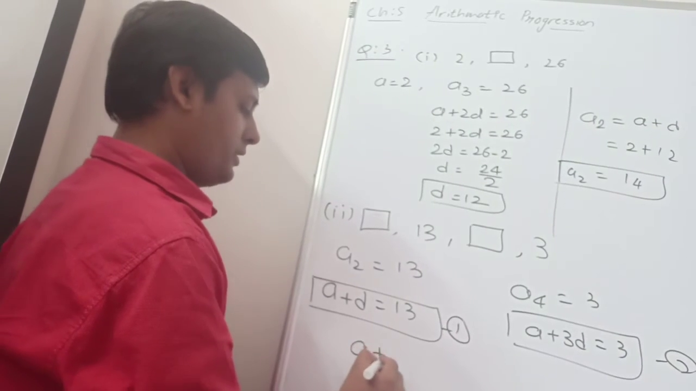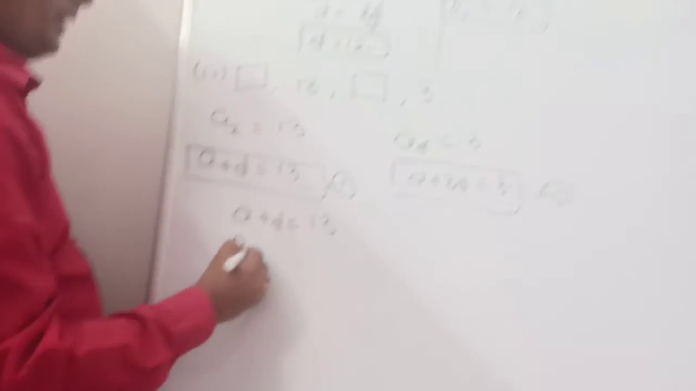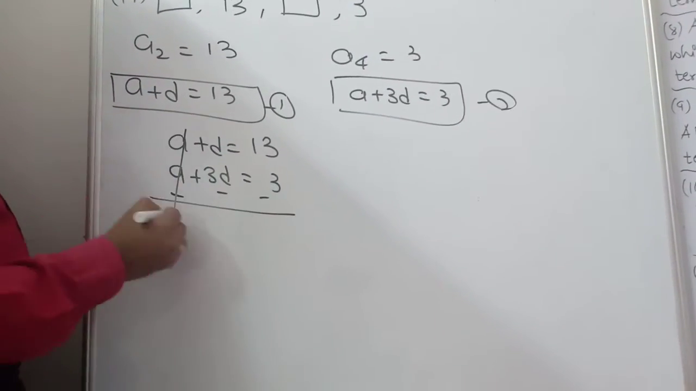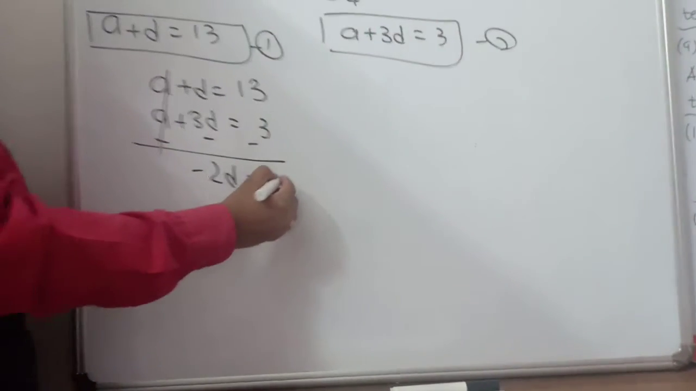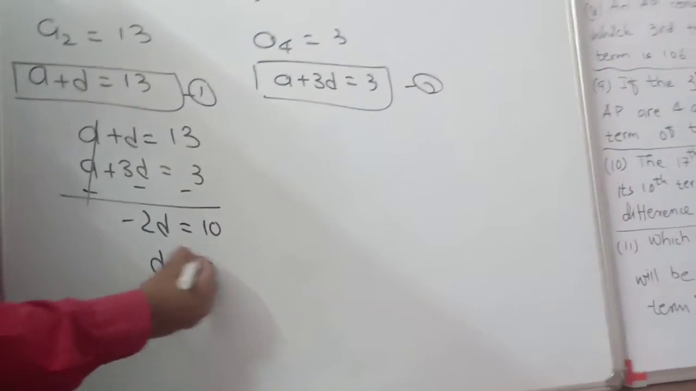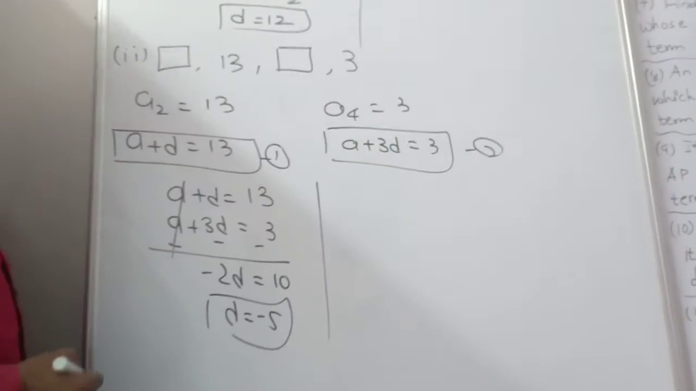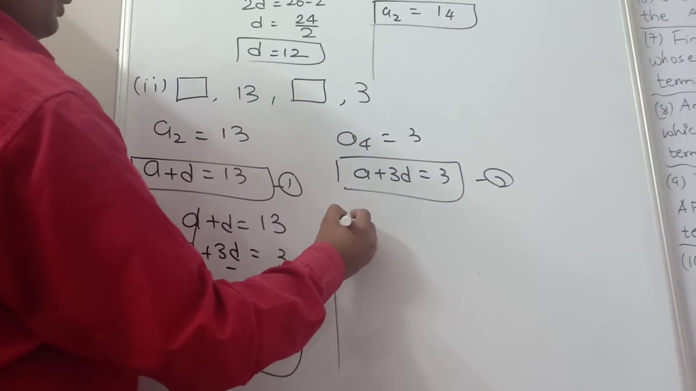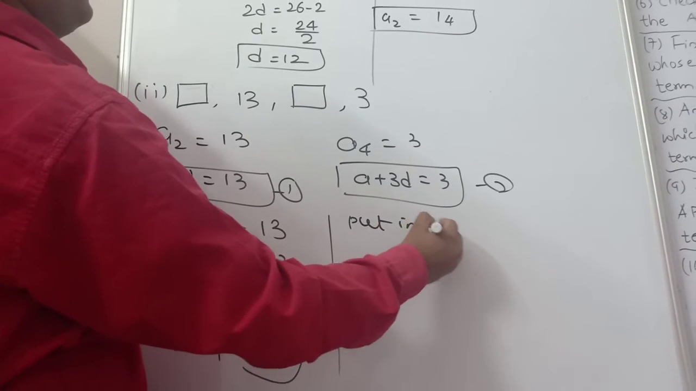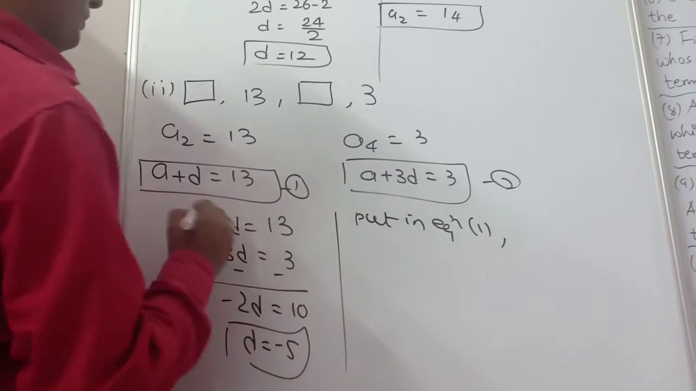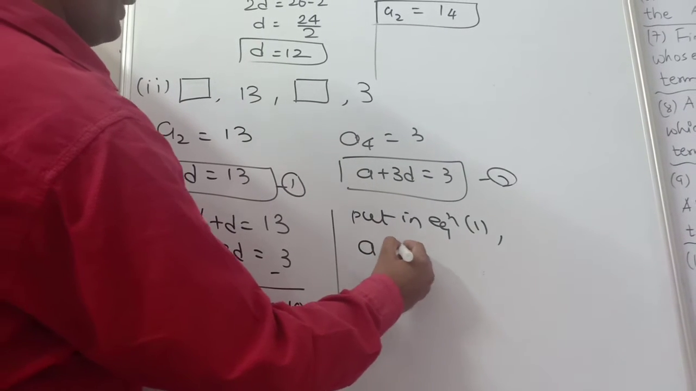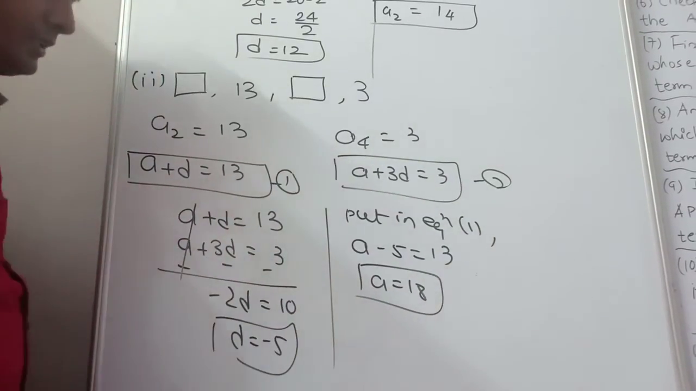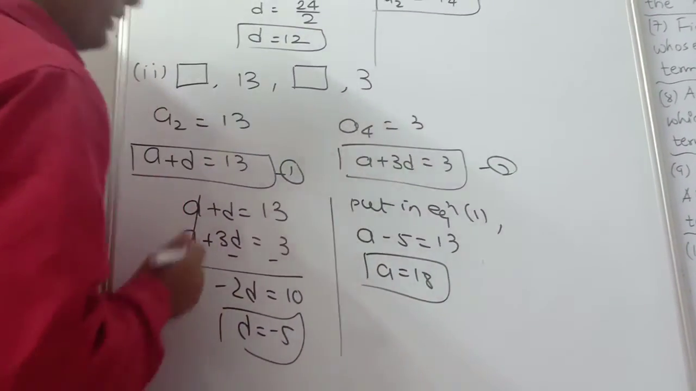Right? So a plus d is equal to 13 and a plus 3d is equal to 3. So subtract: negative, negative and negative. Eliminate a. Okay, minus 2d is equal to plus 10. So d is equal to minus 5. Clear? So d is equal to minus 5. Now we want the first term, so put it in equation number 1. We got a plus d, with d equal to minus 5, is equal to 13. So a is equal to 18. So the first term becomes 18.